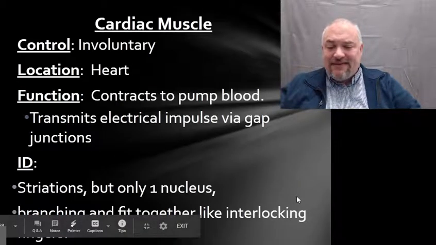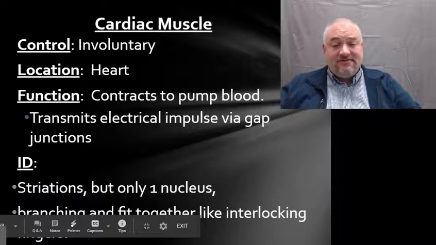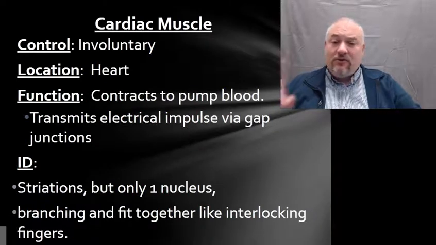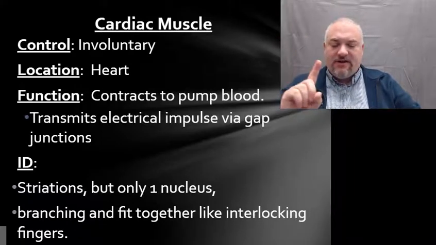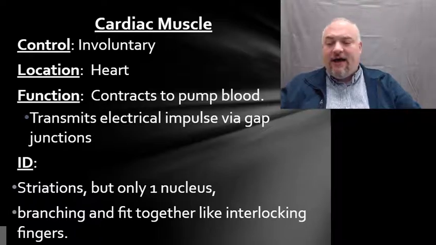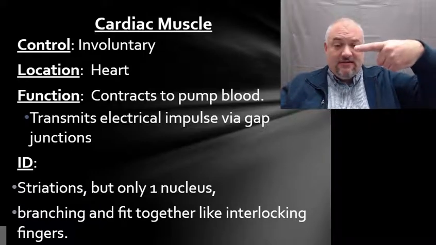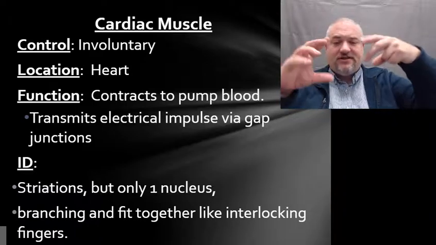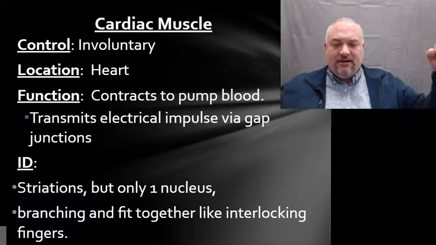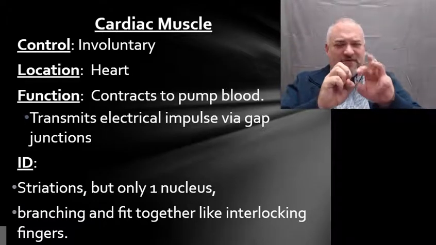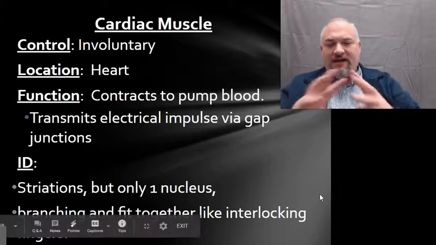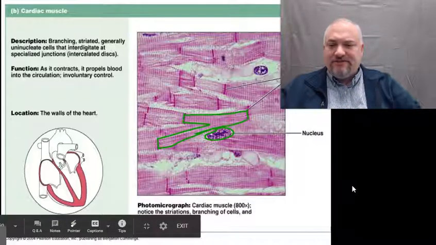As far as IDing it, it does have striations like skeletal muscle, but only one nucleus. The cells themselves are not quite as insanely long as they were in skeletal muscle. It only needs one nucleus, and it's a bit bigger generally. The cells themselves are often branching. They're not just one long cell like we saw with the skeletal muscle. They can branch off into different directions because the heart muscle isn't pulling in one direction like skeletal muscle pulls things together. The heart needs to squish and squeeze. So the muscle fibers go off in multiple directions, kind of fitting together like interlocking fingers, which we'll see in the next image.